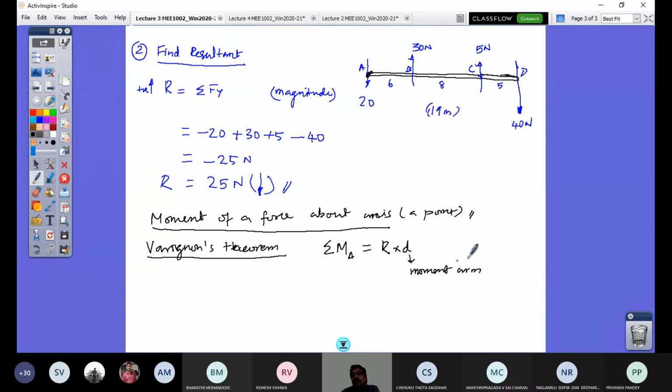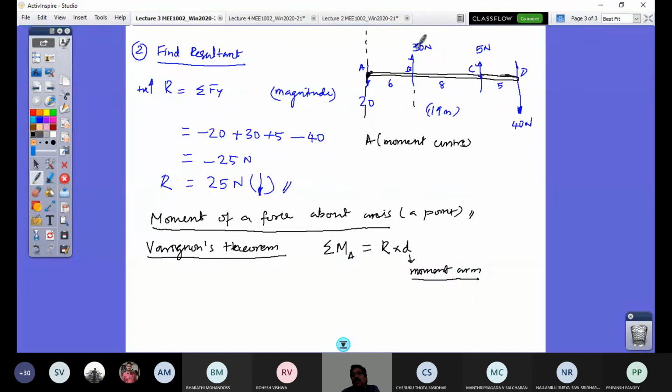Moment arm. So what do you mean by moment arm? If point A here is my moment center, and I take moment about this point, this perpendicular distance. This is the line of action of the individual force. The line drawn from the moment center to the line of action, if it is perpendicular, is called the moment arm. So that is D.